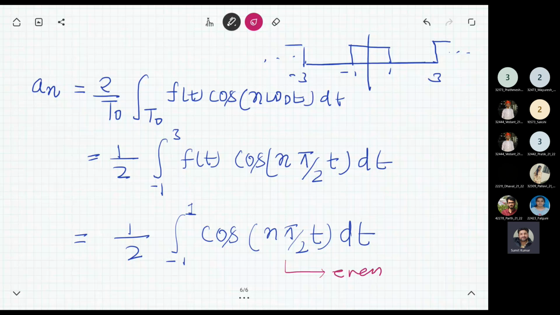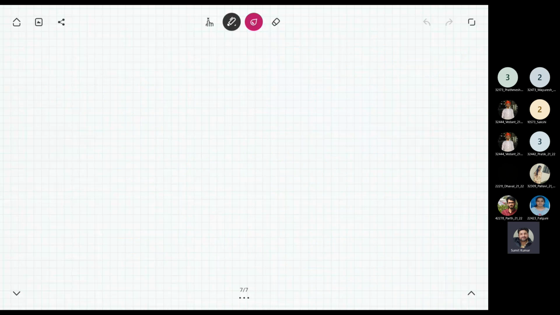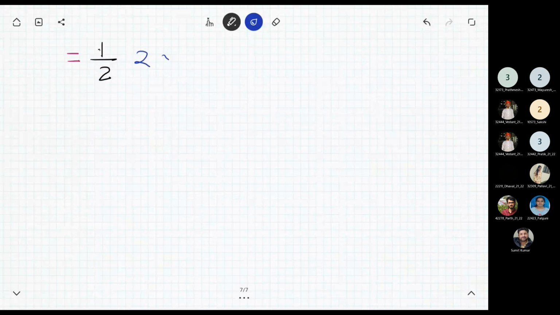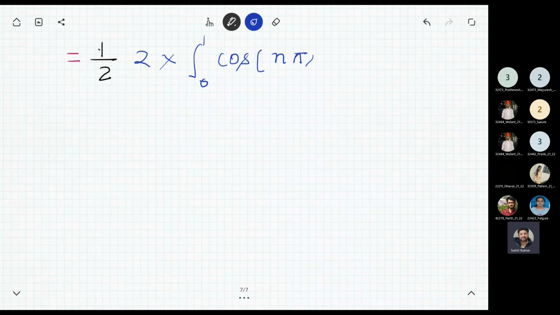So this is an even function. An even function, if we write it in symmetric limits, I can write the same thing. Let me go to the next page here. This is the problem with this tablet, that I don't really have that much space. So I hope it's not that big of a problem. So this is going to be 2 times the integration between 0 to 1 of cos n pi by 2 t dt, right?